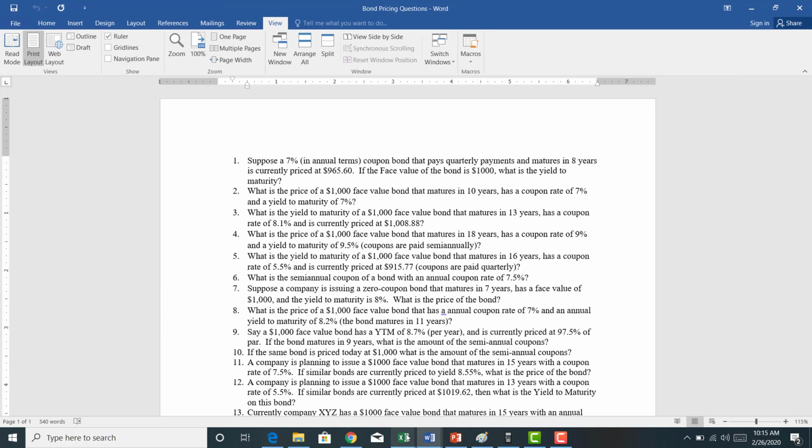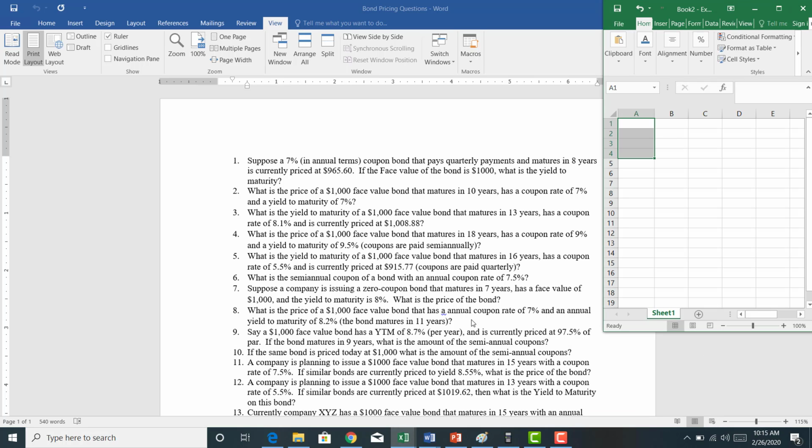I'll use Excel for this one. What is the price of a $1,000 face value bond that has an annual coupon rate of 7% and an annual yield to maturity of 8.2%? So we're solving for price here. The coupon rate is 7%. The yield to maturity is 8.2%. So I can already infer that the price of this bond is going to be less than face value. I also have an annual coupon rate with no other details about how these coupons are paid, so I'm going to assume that the coupons are paid annually.